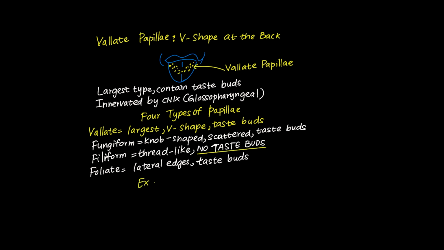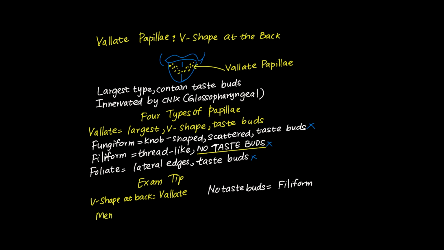Here's a WGU D312 OA exam tip for you. V shape at the back of the tongue equals vallate. And remember that filiform is the odd one out. No taste buds. Quick hook: Vallate equals V shape. Filiform equals feels but doesn't flavour.